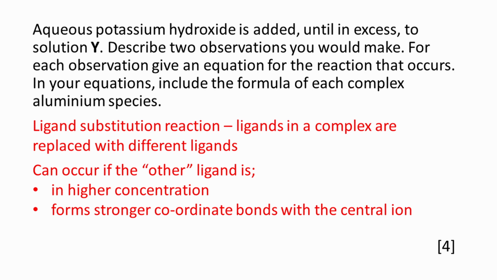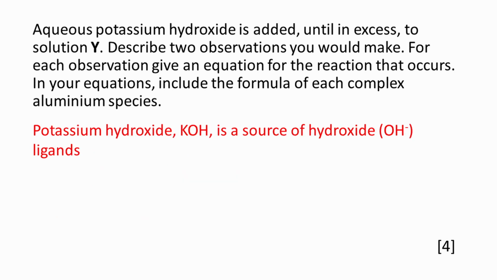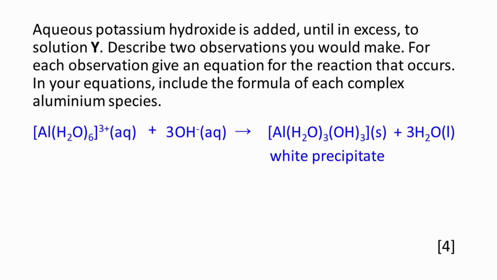If the ligands in a complex are replaced with different ligands, this is known as a ligand substitution reaction. Ligand substitution reactions can occur if the other ligand is in a higher concentration or if the other ligand forms stronger coordinate bonds with the central ion. Potassium hydroxide, KOH, is a source of hydroxide ligands. In the first stage, the same product that we saw in the previous part of the question is observed. A white precipitate is formed and the balanced equation is shown.